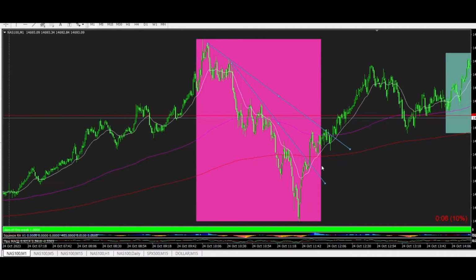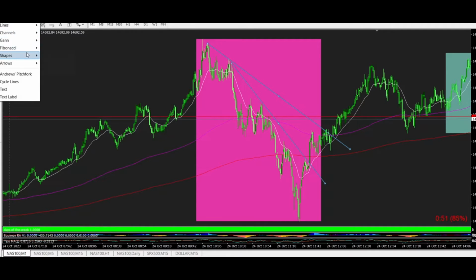But if we're looking at ICT concepts, you can see right here, there's a breaker. And price goes right back inside of the breaker and takes off. So this is a 1 minute chart. So any one of these can be looked at as a breaker. This is actually the last up candle before the down move.